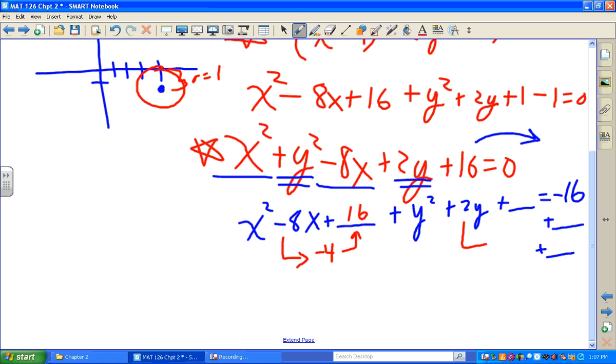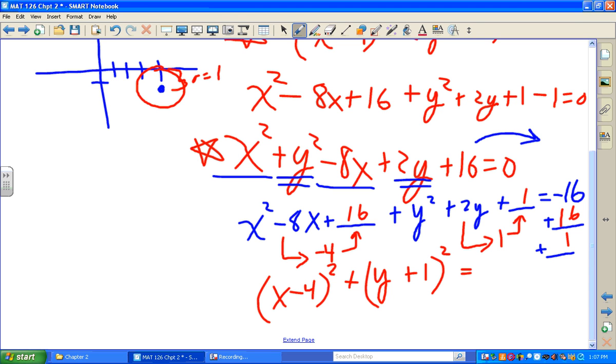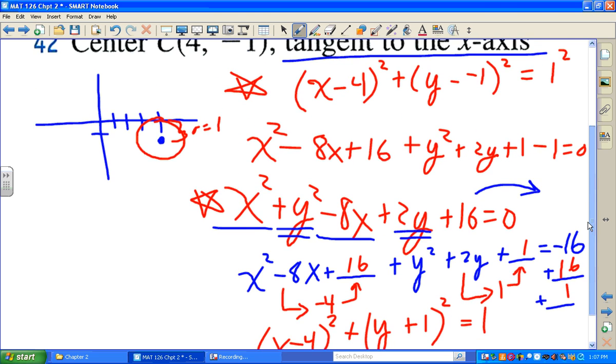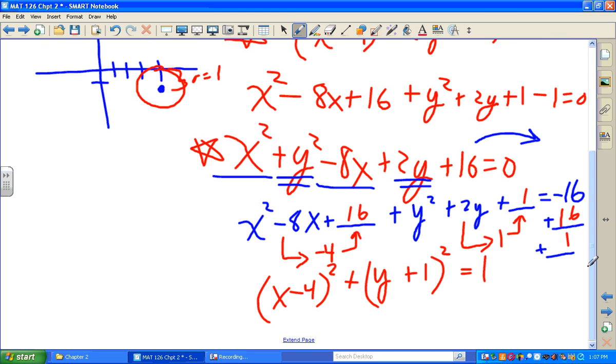Then you cut it in half to get 1, square it to get 1. Then whenever you add to the left, you have to add to the right, 16 and 1. And I don't really write these down, but I know that this is going to be my factor. X minus 4 squared plus y plus 1 squared equals 1. Okay? Hopefully that's what we started with. Yeah, it is. Nice. Okay? So I just complete the square twice.